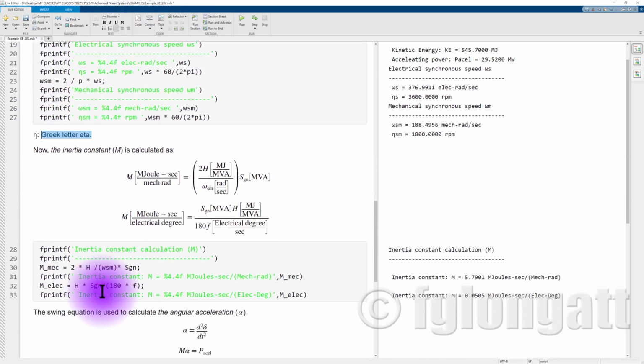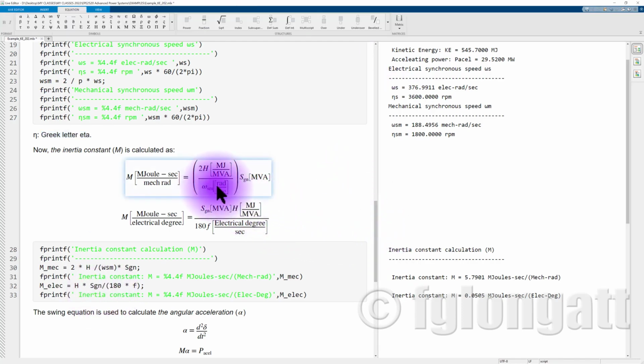Now, again, what I want to show you in this exercise is extremely simple, but I need you to understand that depending on the units that you use, you can get a different inertia constant M. Here I am showing two different equations. In one of them, I use at the denominator the rotational speed in radians per second, and as a consequence, M will have a different value than the one that you obtain if you use electrical degrees per second.